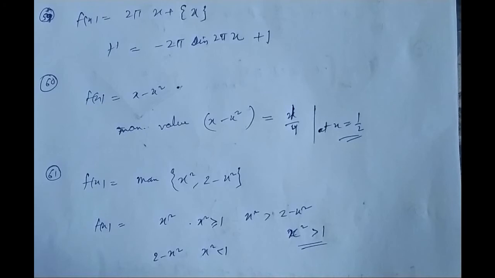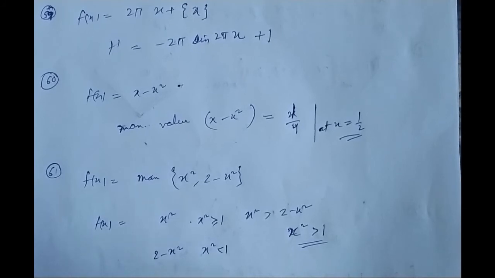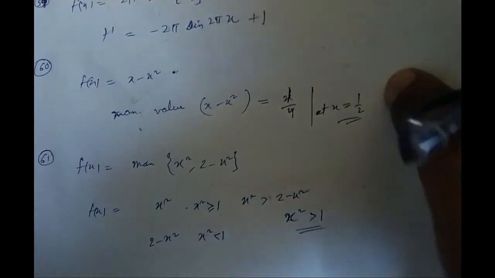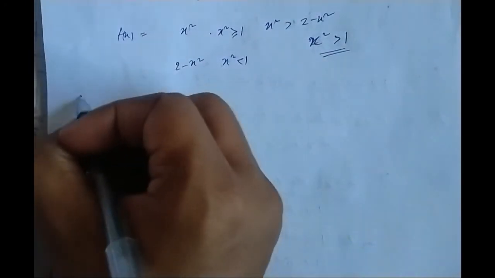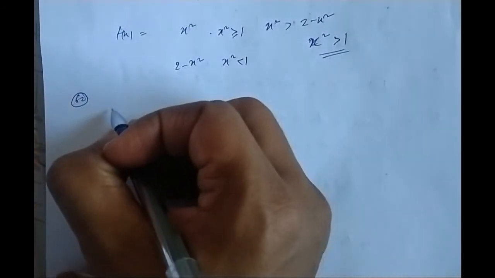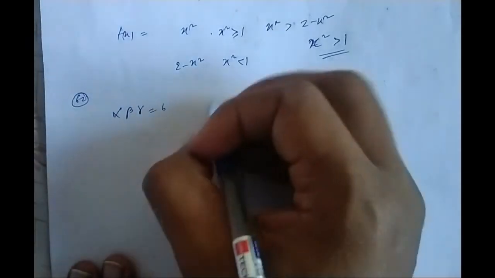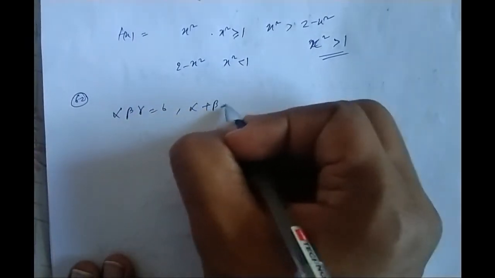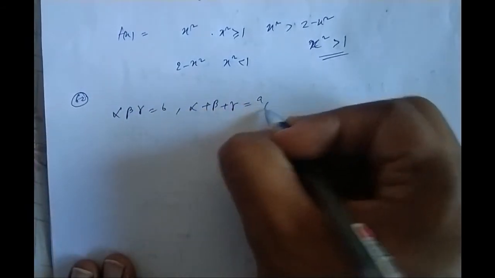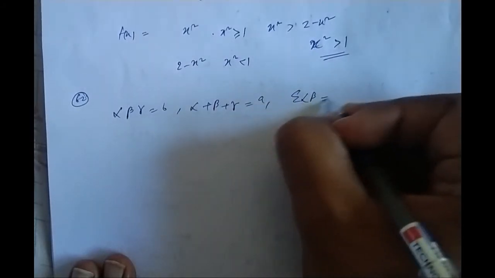Okay, moving on to the next question, question number 62. If a, b be real numbers such that this has its roots real and positive, then the minimum value of b is. Okay, moving to question number 62. So we can see that alpha beta gamma is equal to 6, alpha plus beta plus gamma is equal to a, and summation alpha beta equal to b.